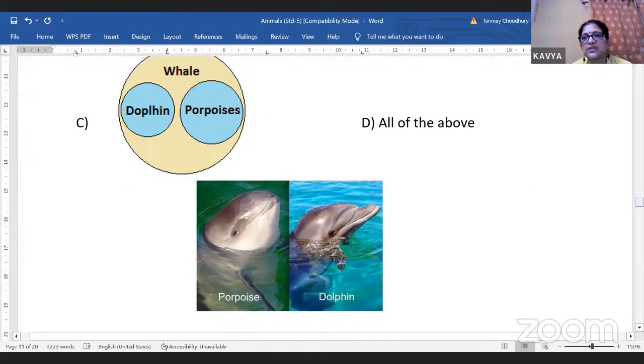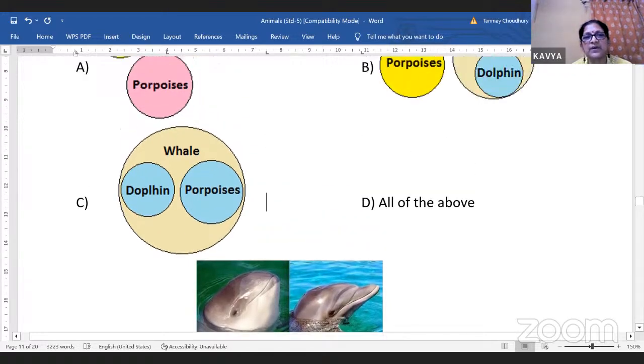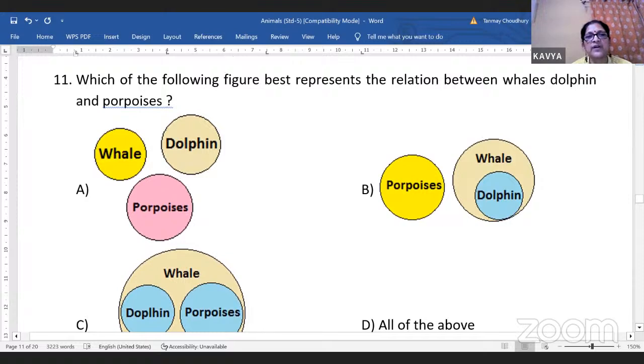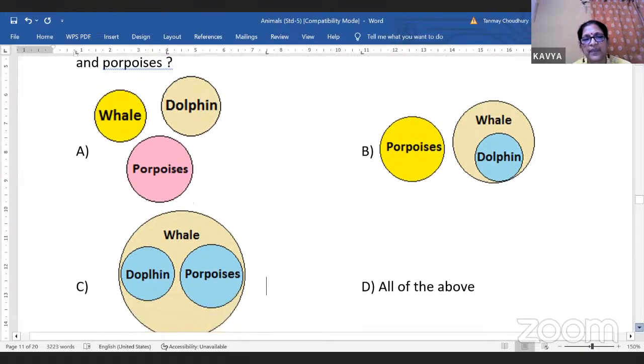So the question was, this again is a Venn diagram. Which of the following figures best represents the relation between whales, dolphins, and porpoises? Whales is the largest, so this will be the answer. That is C.